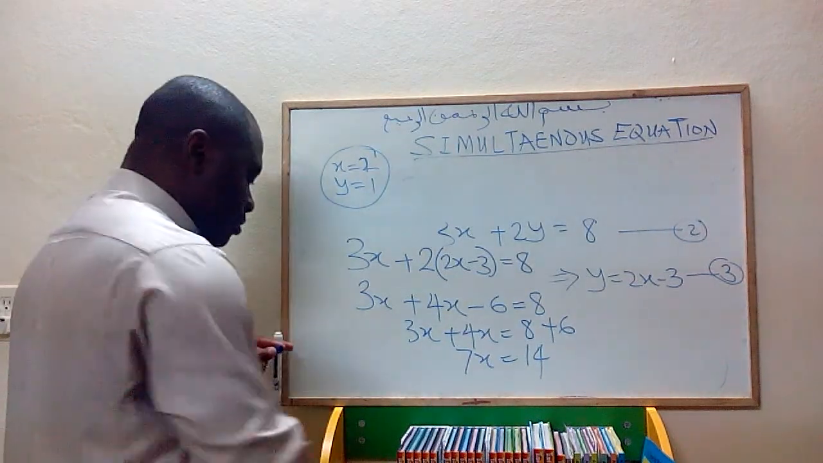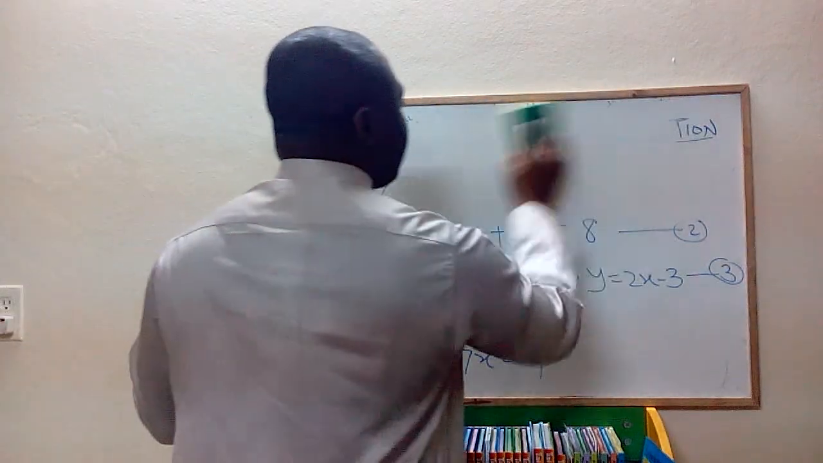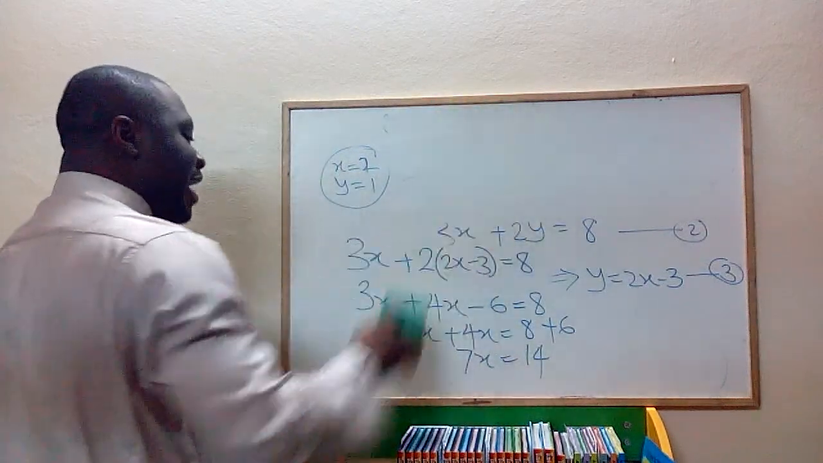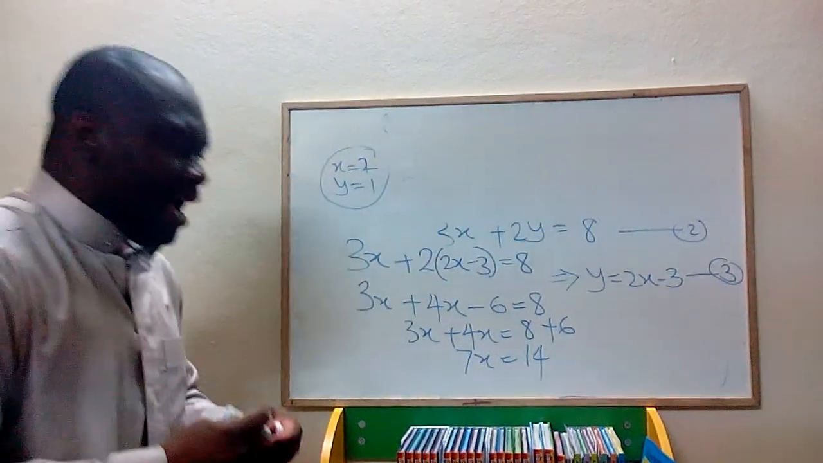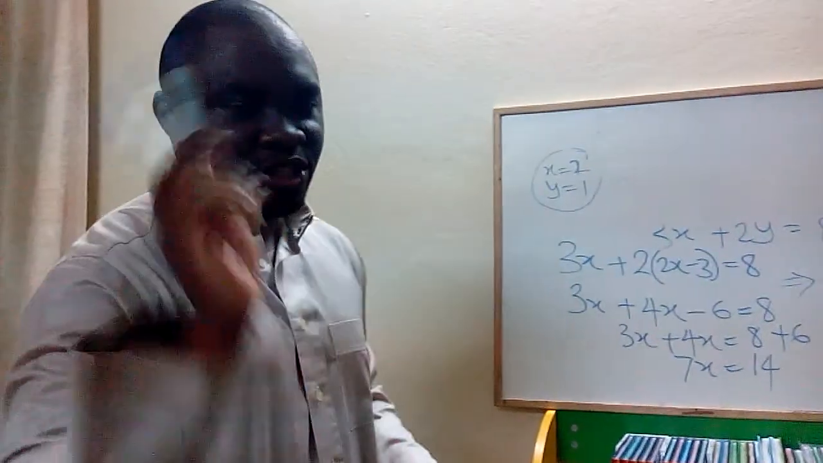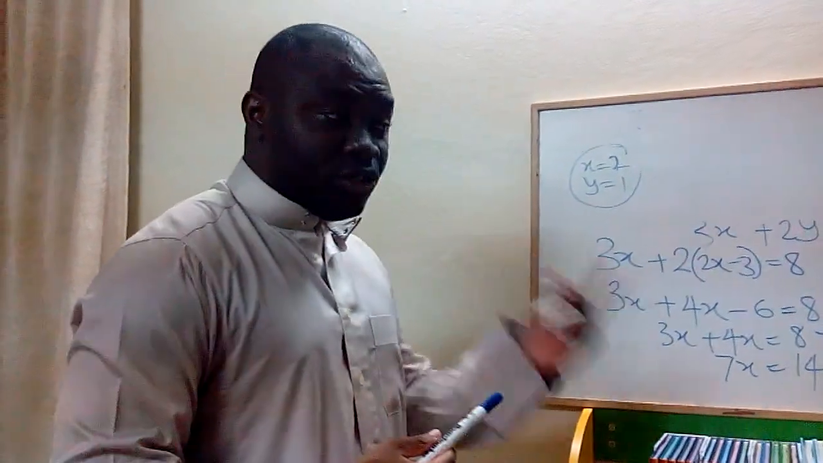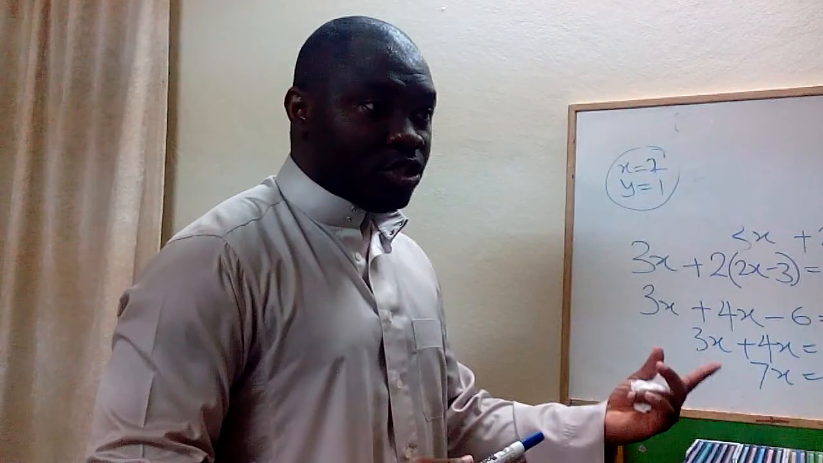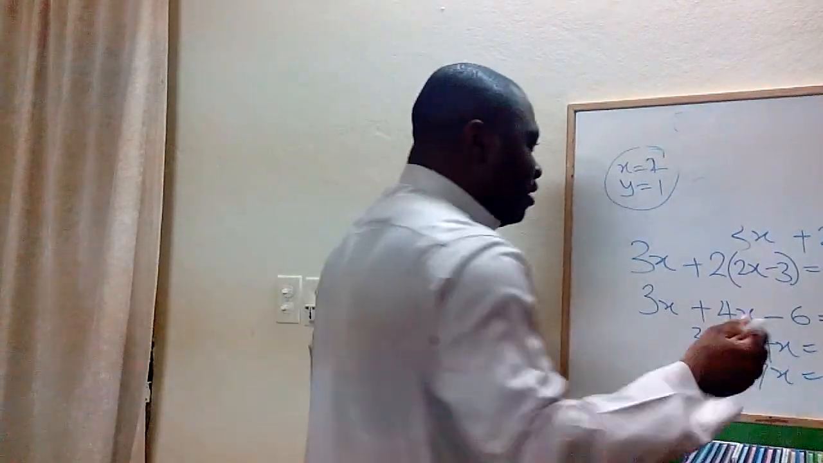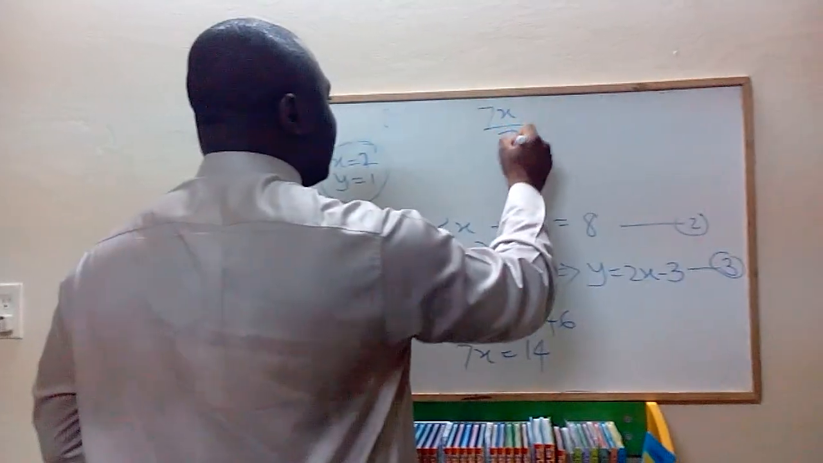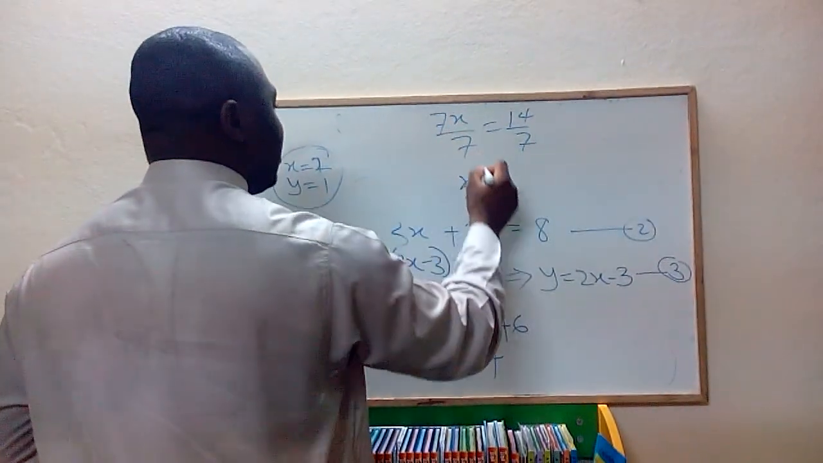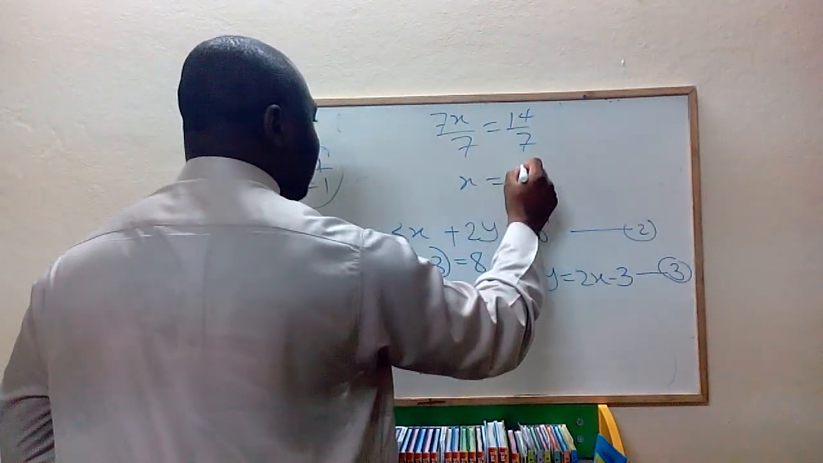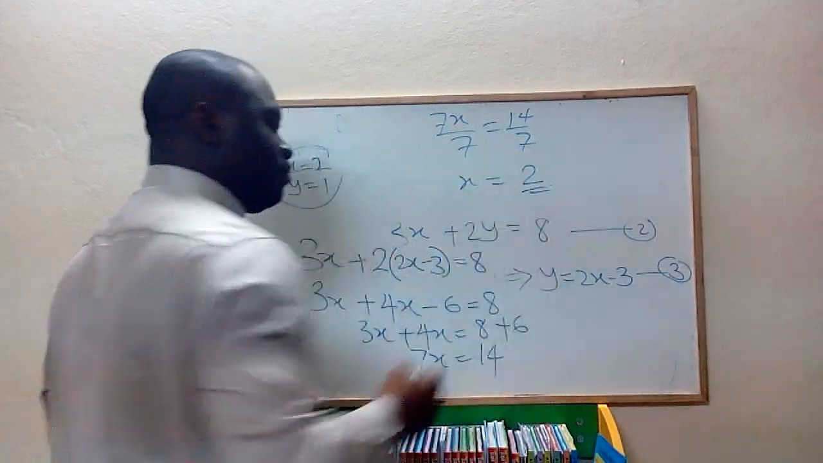Then what do we do next? What we do next is we divide both sides by 7 because we want to solve for x. And x is attached to 7, so we have to get rid of 7. It's attached to it by multiplication. So to get rid of multiplication, we have to divide. So 7x over 7 equals 14 over 7. x equals 14 over 7, of course, is 2.